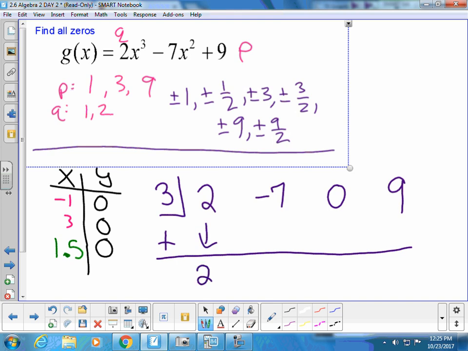All right, cross your fingers, we get a remainder of 0, because that means 3 was indeed an answer. So we're going to drop your 2. 2 times 3 is 6, add straight down. -1 times 3 is -3, add straight down. And -3 times -3 is -9. Add straight down.